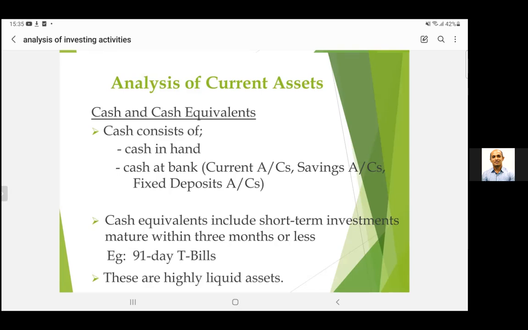So I'm repeating now, your objective here is to make sure the investments in the financial statements are fairly represented. When they are fairly represented, then you have more confidence that you can use these balances in your analysis. Right. So that's our objective.